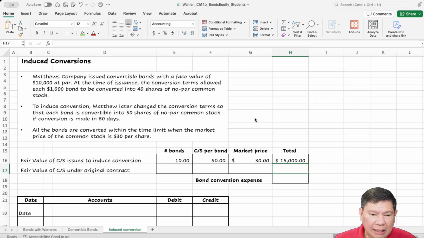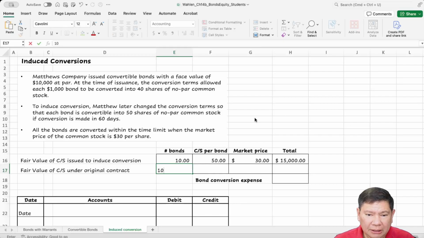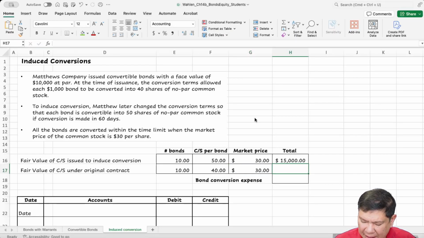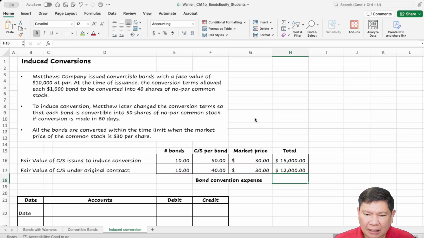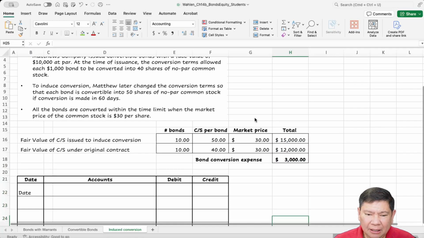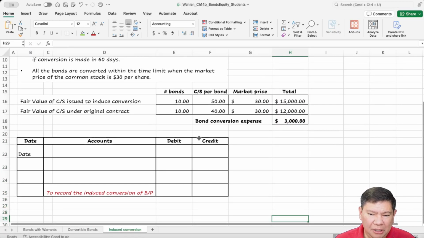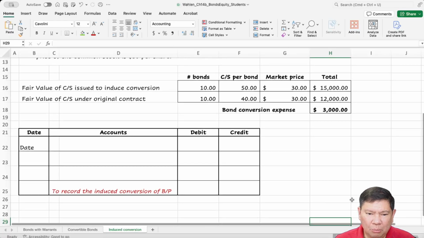Okay. Now the original contract had 10 bonds, 40 shares per $1,000 bond. The value is $30. So the original value was $30 times 40 times 10, $12,000. So there is an increase in cost of $3,000 for the company because of inducing these convertible bonds.